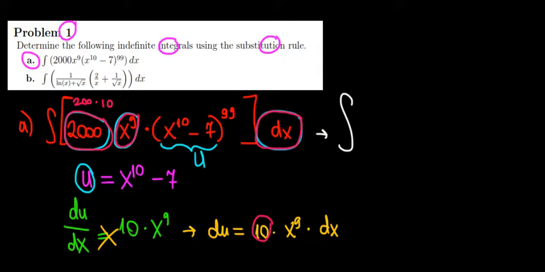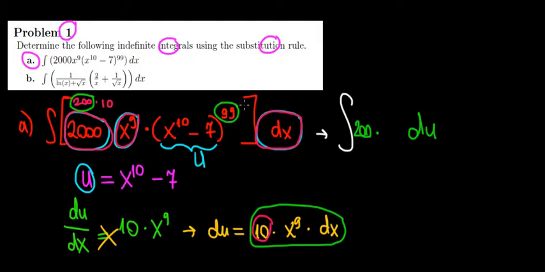Now, with that said, we could rewrite this integral, because we'll have 10 times this term times dx is going to be equal to just du. So we have du already. What is left? We're left with 200, so we write 200 as well. And what else do we have? We have u, right? This entire term is substituted with u to the power of 99. So we write u to the power of 99.